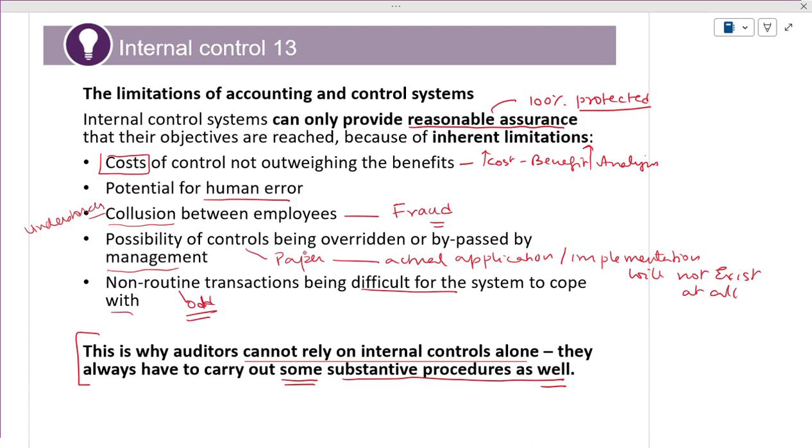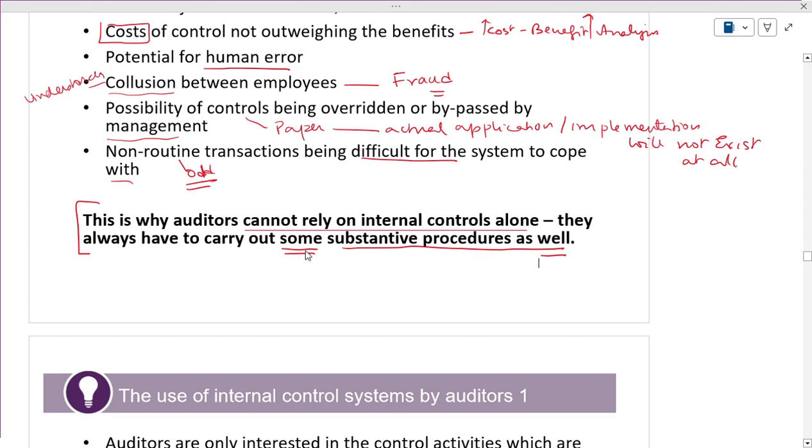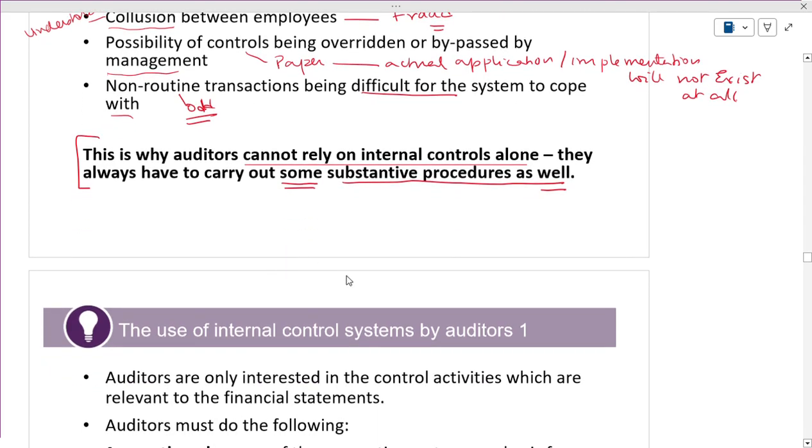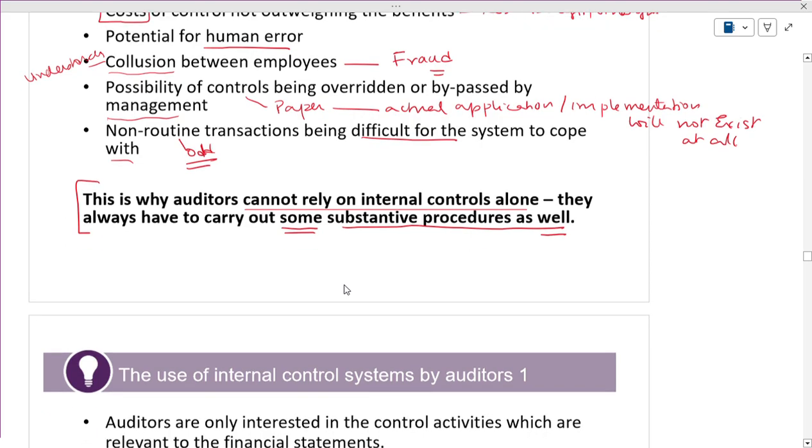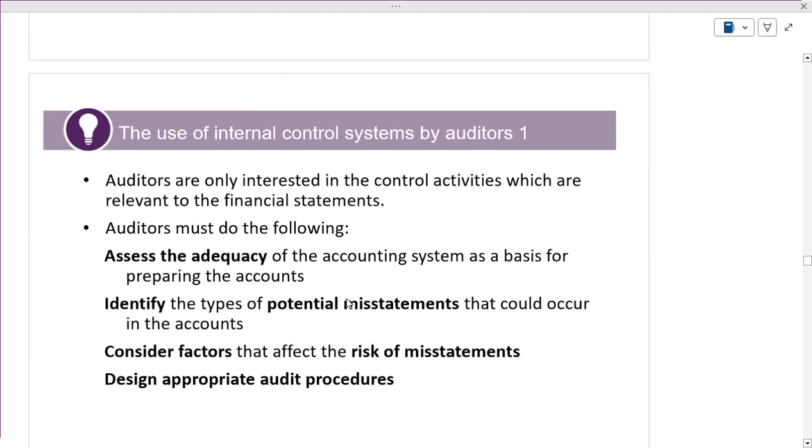We cannot say that yes, we have tested and controls are effective. Even if the controls are effective, we will have some restricted substantive procedures. Is it okay with you? Fine. Auditors are only interested in control activities which are relevant to financial statements. We know this. Auditors must do the following.